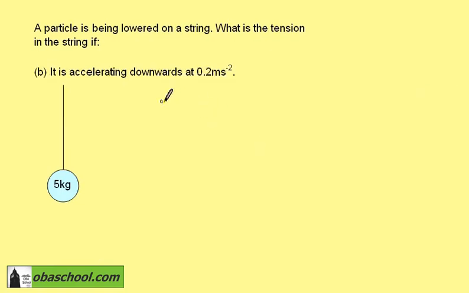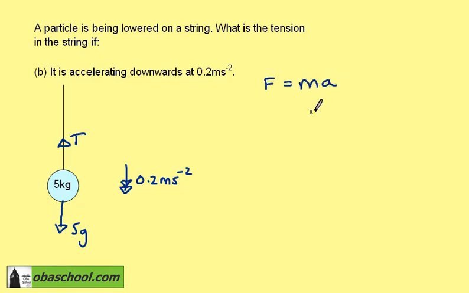Now we have the object accelerating downwards at 0.2 meters per second squared. The same two forces still apply, the 5G downwards and the tension upwards. However, now the object is accelerating in this direction at 0.2 meters per second squared. So there is now a resultant force. Remember, in F equals ma, the F is always the resultant force.